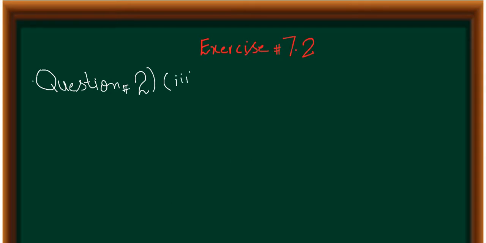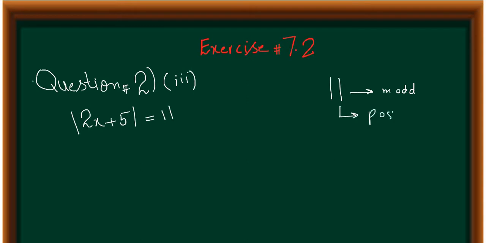Part number 3 is mod of 2x plus 5 is equal to 11. These straight lines are known as mod and it always gives a positive value. In other words, it changes a negative value into a positive value, but it does not change a positive value; it remains positive.